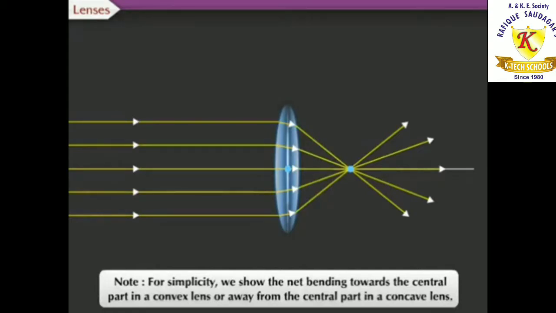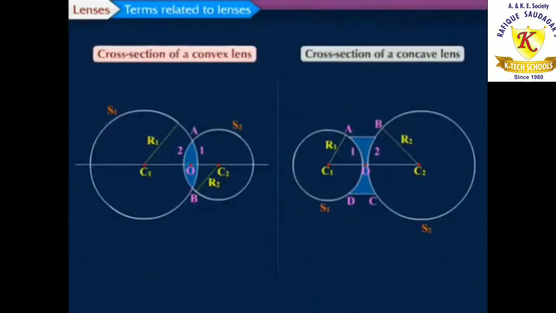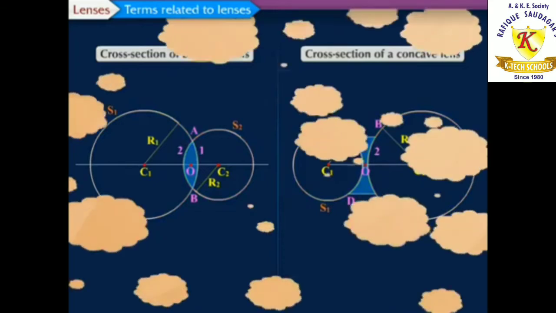Now children, before moving ahead, we shall learn the terms related to lenses. Terms related to lenses. The cross sections of convex and concave lenses are shown. The surface marked as 1 is a part of sphere S1, while surface 2 is a part of sphere S2.